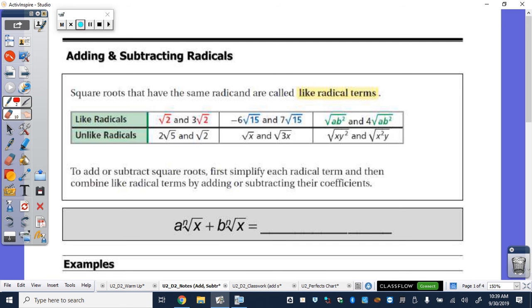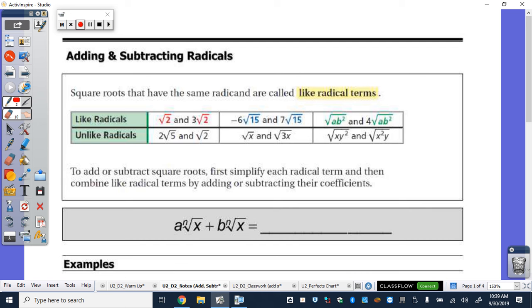All right, so we're going to get into adding and subtracting radicals. Before, we did multiplying and dividing, where you could multiply and divide any kind of radical as long as it has the same index number. Adding and subtracting is a little more selective. It's kind of like with your x's. You can add 3x plus 4x, but you can't add 3x squared plus 4x. Those aren't like terms.